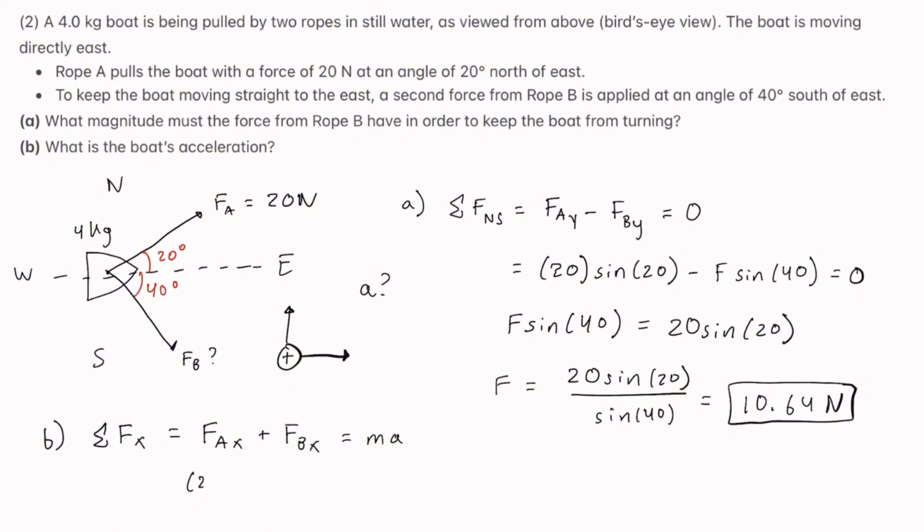We'll multiply the magnitude of force A times cosine of 20, since that gives us its x component. And we'll multiply the magnitude of force B times cos 40. The mass of the boat is 4 kilograms times some acceleration. Simplifying this, we get the acceleration is equal to 6.74 meters per second squared.